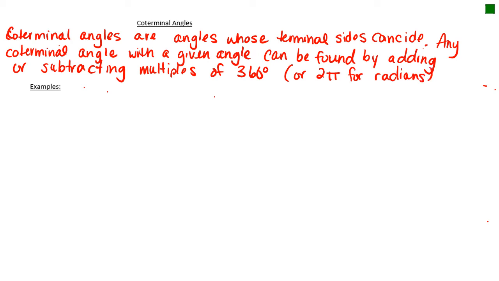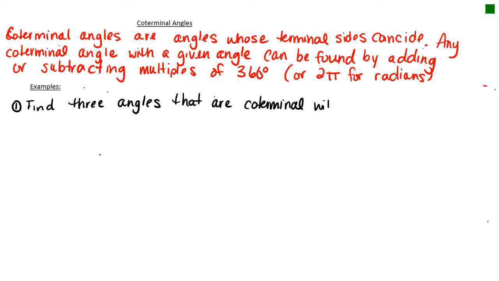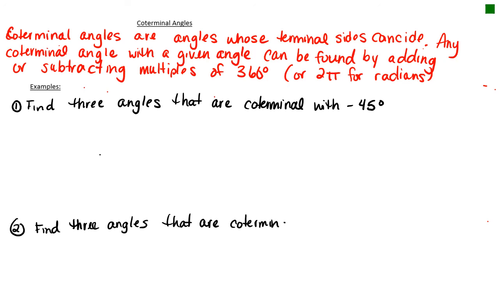So we're going to do 2 examples. One is we're going to find 3 angles that are coterminal with negative 45 degrees. And then 2, find 3 angles that are coterminal with 3 pi fourths.